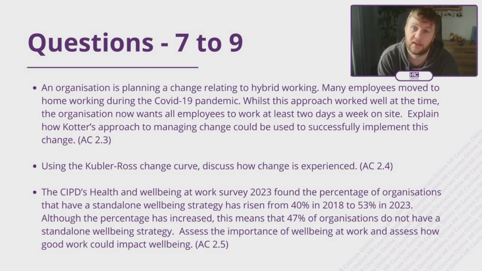That's AC 2.3. AC 2.4 is: using Kubler-Ross's change curve, discuss how change is experienced. And then 2.5, this will throw a lot of people. I can already see this a mile away because there are so many numbers thrown into this. But CIPD's Health and Wellbeing Survey of 2023 found that the percentage of organizations that have a standalone wellbeing strategy has risen from 40% in 2018 to 53% in 2023. Although the percentage has increased, it means that 47% of organizations do not have a standalone wellbeing strategy.